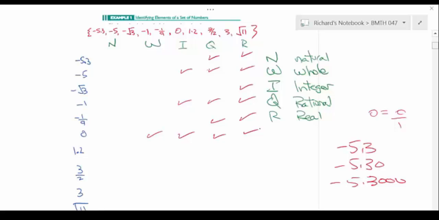It's a real number. 1.2. Well, it's a decimal. The decimal number is rational. It's a rational number and a real number. 3/2, it's a fraction. It's a rational number and a real number. The number 3, well, this is the first number that we've come to that's actually a natural number. And it's also a whole number, an integer, a rational number, and a real number. Square root of 11, square root of a prime number, it's irrational. So the only thing it is is a real number.